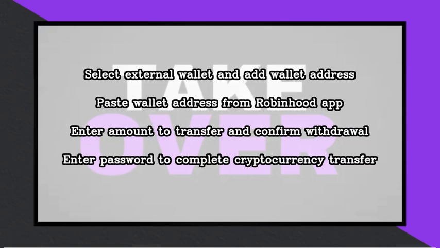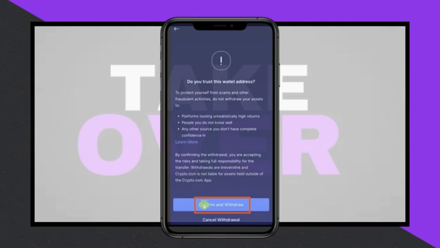Go back to the Crypto.com app, paste the wallet address, and enter a name for your wallet. Click Continue to add the wallet address. Then click on the Withdraw button next to the added wallet.